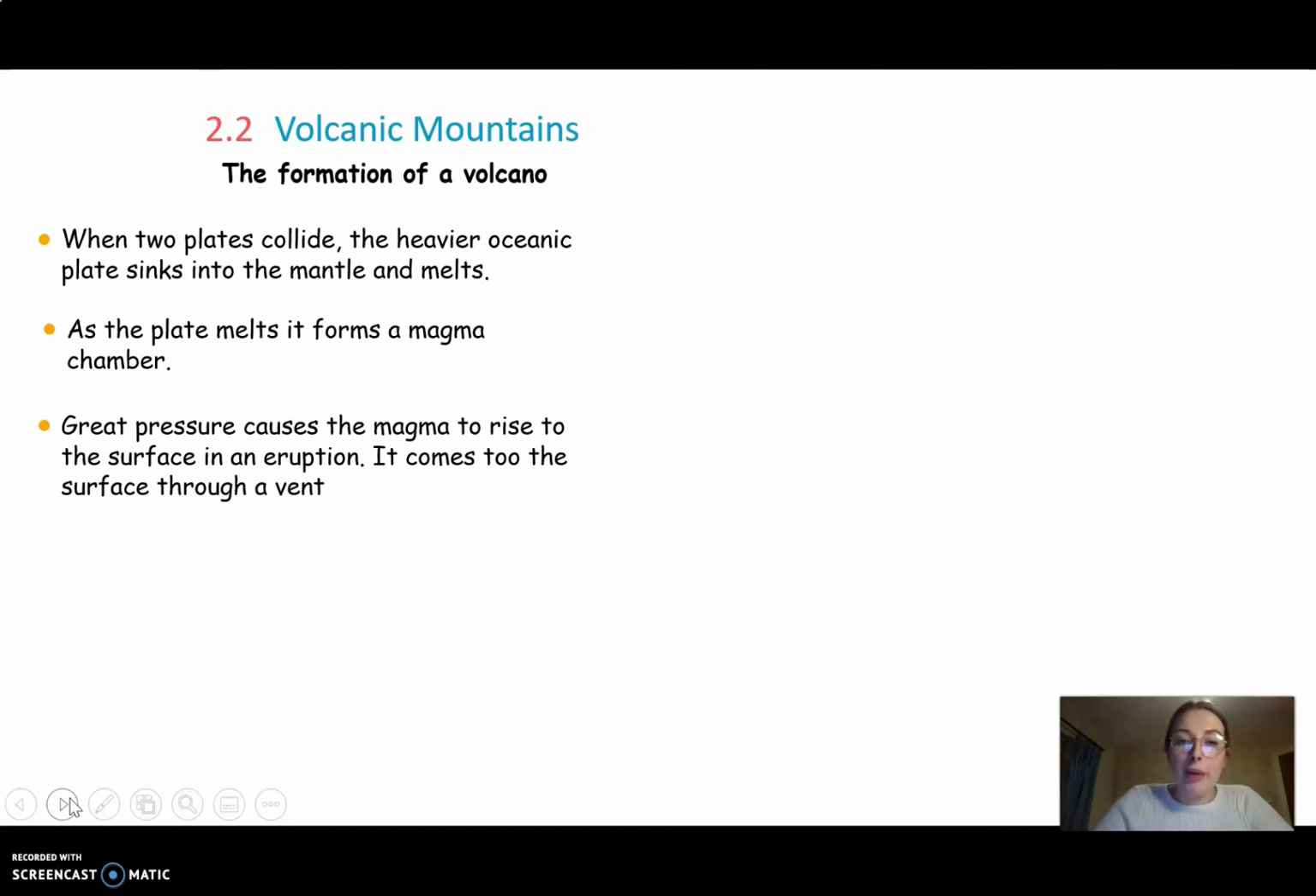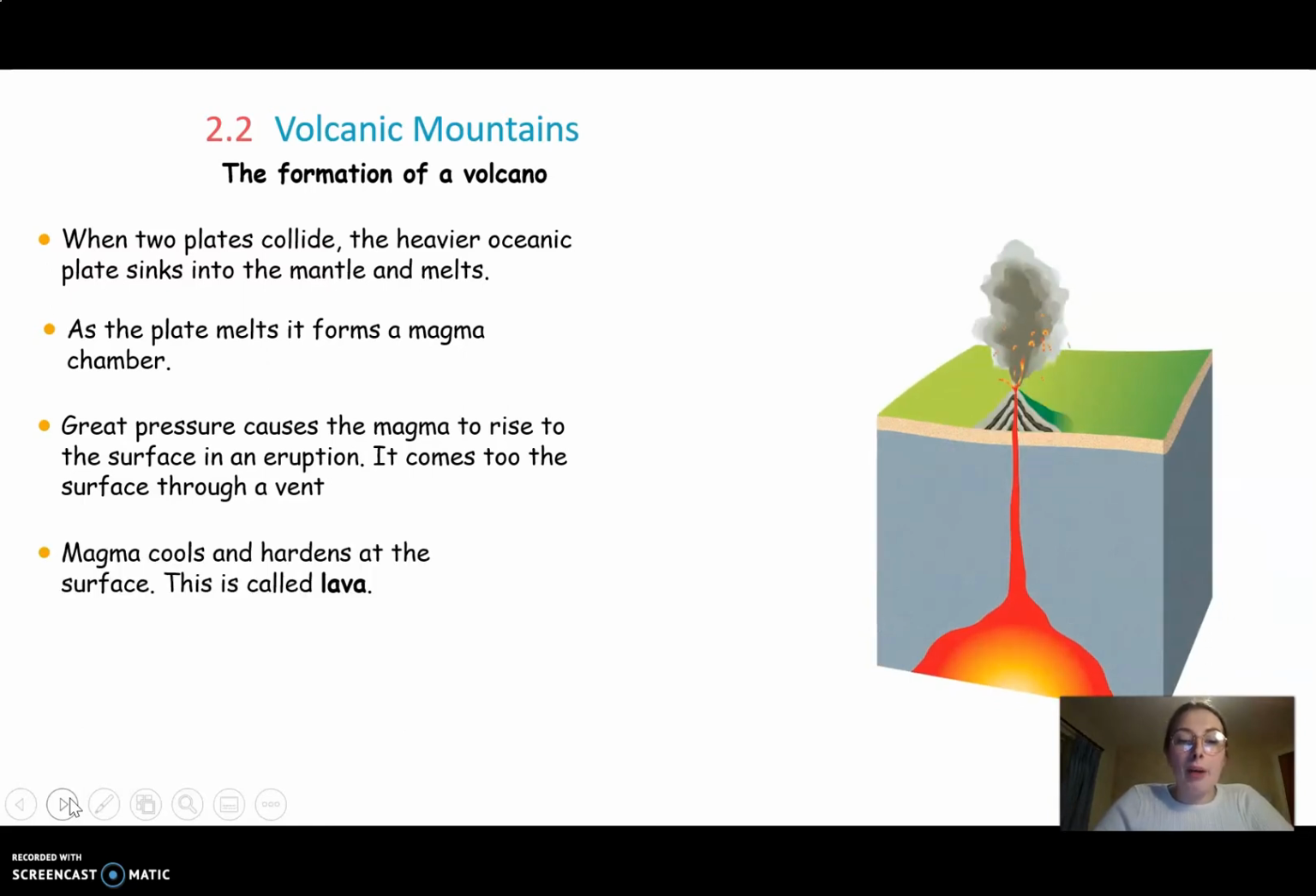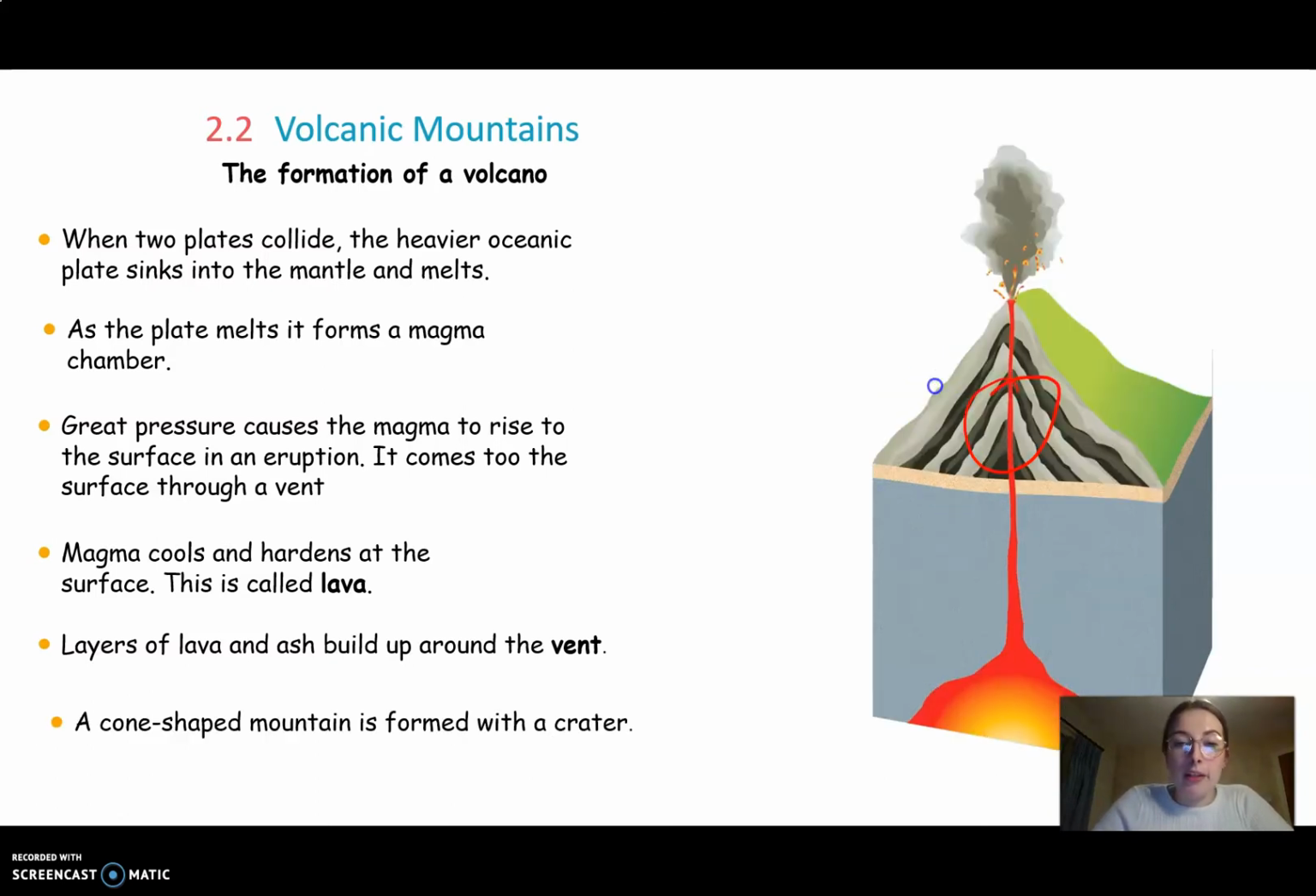Great pressure causes the magma to rise to the surface in an eruption. It comes to the surface through a vent. The vent, where it erupts out through the crust of the earth, is called the vent. Magma cools and hardens at the surface. This is called lava. Layers of lava and ash build up around the vent. You can see on my diagram here that layers of the lava and ash are building up around the vent. A cone-shaped mountain is formed with a crater. The crater is the very top of my mountain, so here would be my crater.